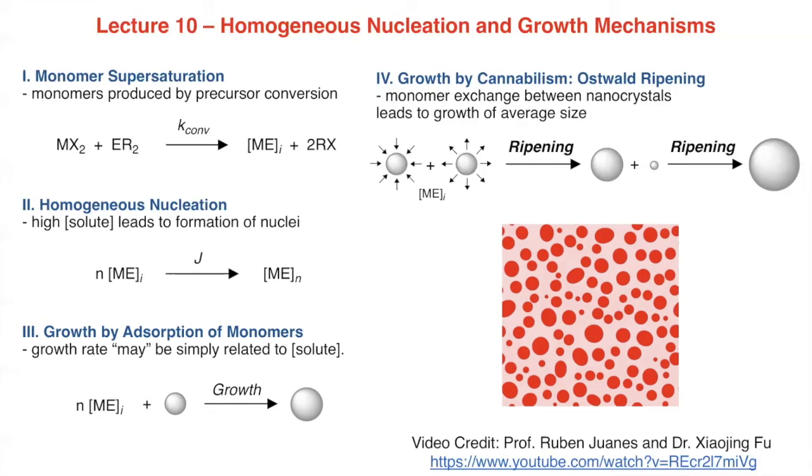And because of the Gibbs-Thompson relationship, where a larger crystal is more thermodynamically stable, where a larger crystal is lower in energy than a small crystal, the small crystals will preferentially dissolve and the large crystals will preferentially grow. And this leads to a growth in the average size. It leads to a broadening of the size distribution, and the kinetics of which are all determined by the concentration of monomers in the solution, how soluble the material is.